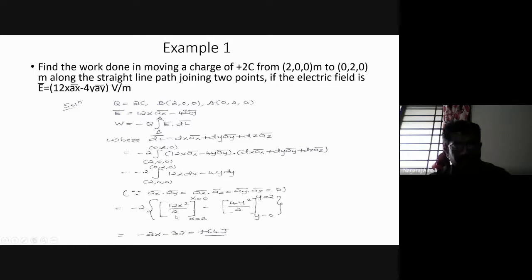And hence we get here, simplify this for the students. Tell me the answer, what you are getting. Simplify this: minus 2 times the integral from (2, 0, 0) to (0, 2, 0) of 12x dx minus 4y dy. Take down the steps and tell me the answer you are getting.